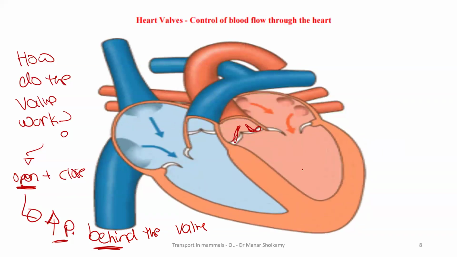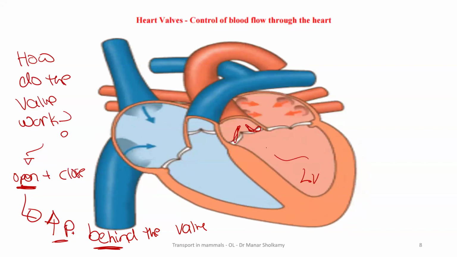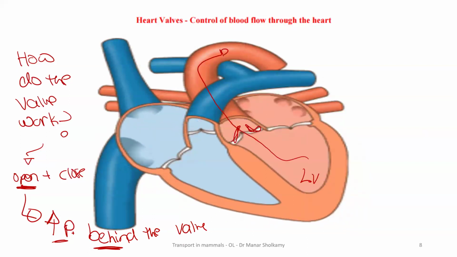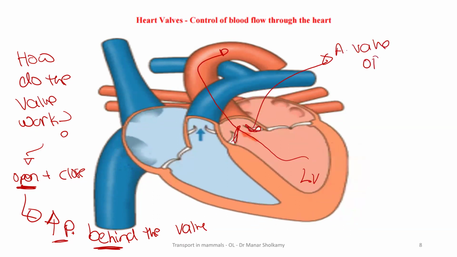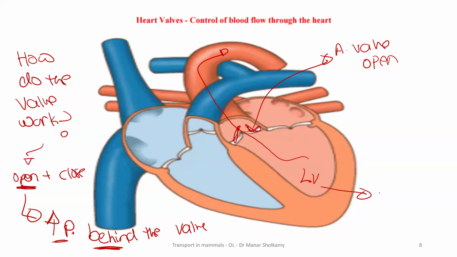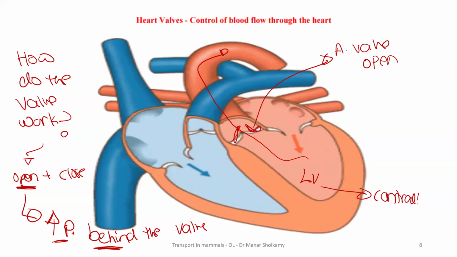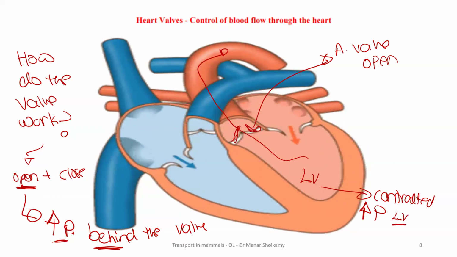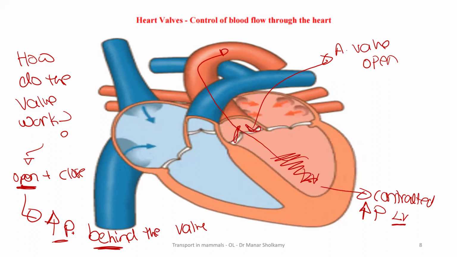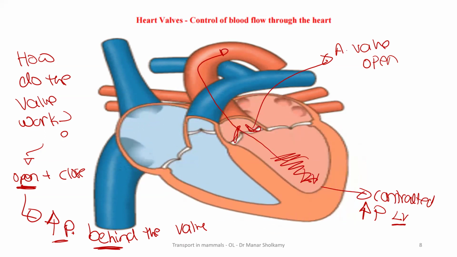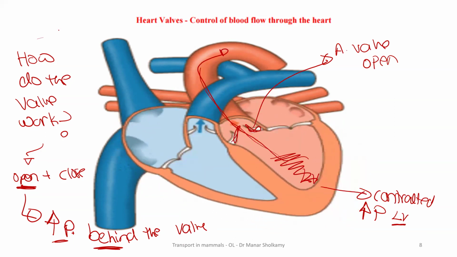Now pay attention to the aortic valve. You all agree that when the left ventricle contracts, this oxygenated blood will enter the aorta. Now, why did the aortic valve open? Because when the left ventricle contracted, this will increase the pressure in the left ventricle. In other words, we will increase the pressure behind the aortic valve, and this is going to cause the aortic valve to open. Just like a revolving door.